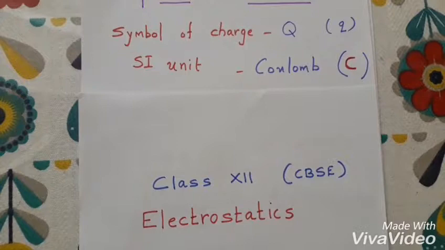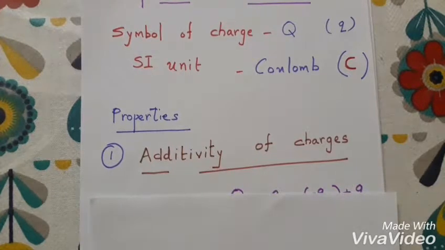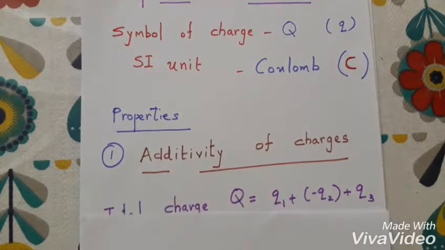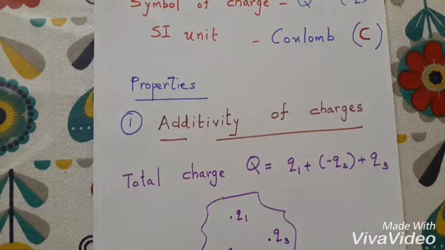Now we can start the discussion of the properties, and the first property is additivity of charges. That means the total charge of any system Q is equal to Q1 plus Q2 plus Q3 if it contains charges Q1, minus Q2 and Q3, because we have to consider the signs also.